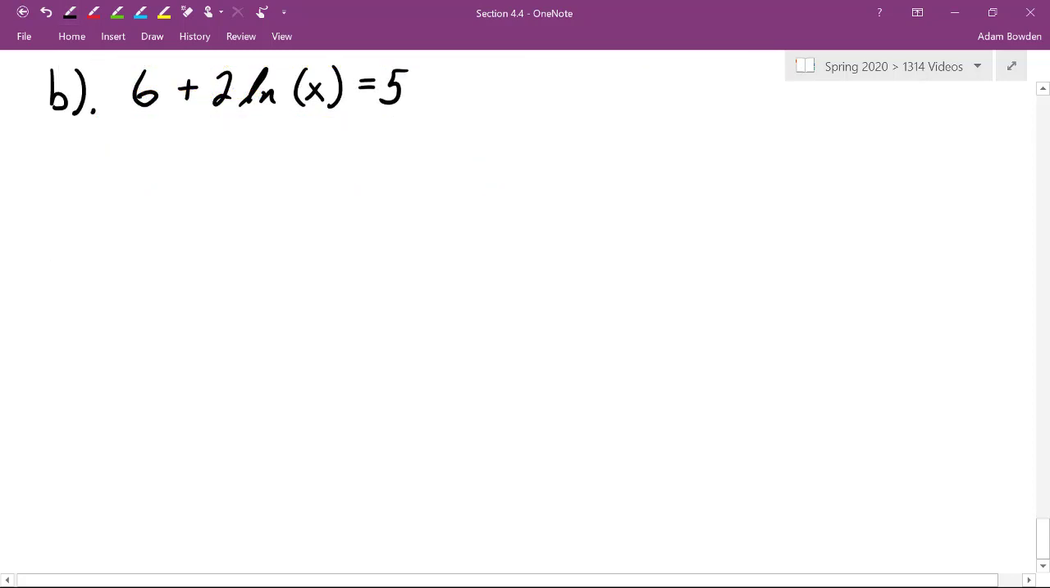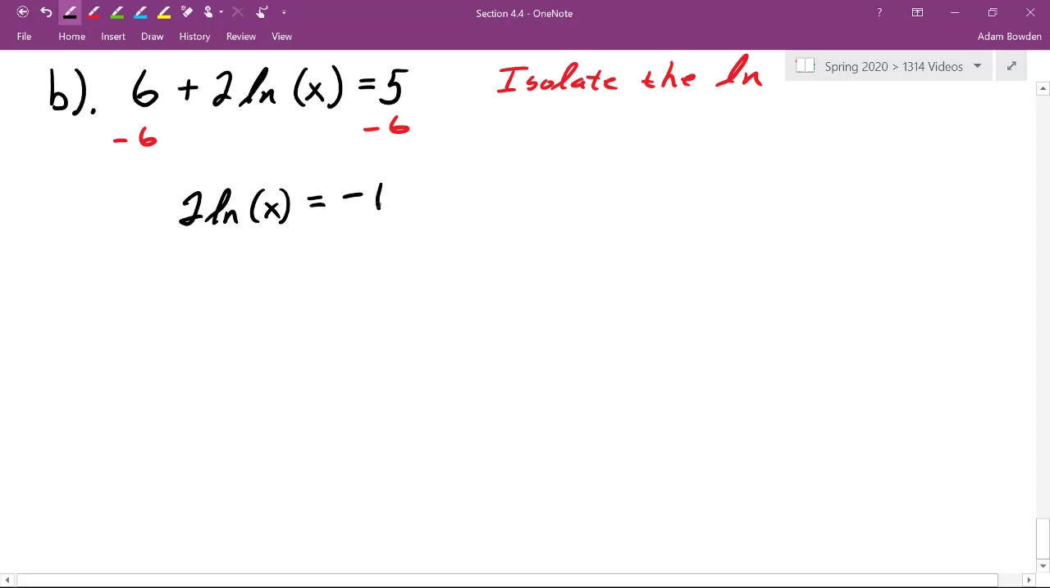Okay, here's another one to look at: 6 plus 2 ln x equals 5. The first step here is to isolate the natural log, the ln, on one side of the equation. First things first, I'm going to subtract the 6 over. We get 2 ln of x is equal to negative 1. Then I'll divide both sides by 2, and we get ln of x is equal to negative 1/2. I would like to change this over into exponential form.